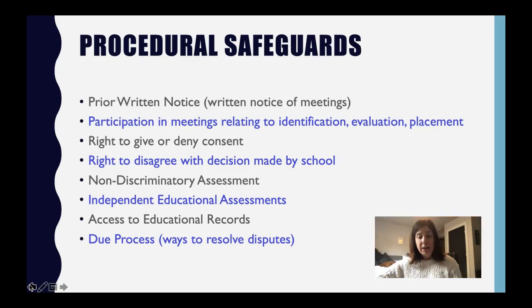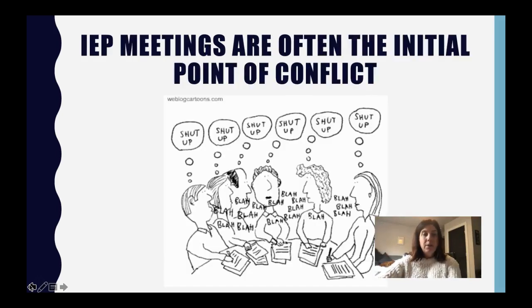Access to educational records. So if I wanted to see records for my kids, I would be able to do that. And then it gives parents the ability to file due process in order to resolve disputes. So IEP meetings are often the initial point of conflict because everyone is there together, and sometimes you lose sight of why you're there, which is for the student. Everyone has that same goal, but sometimes that whole thing gets lost. And it just gets really stressful.